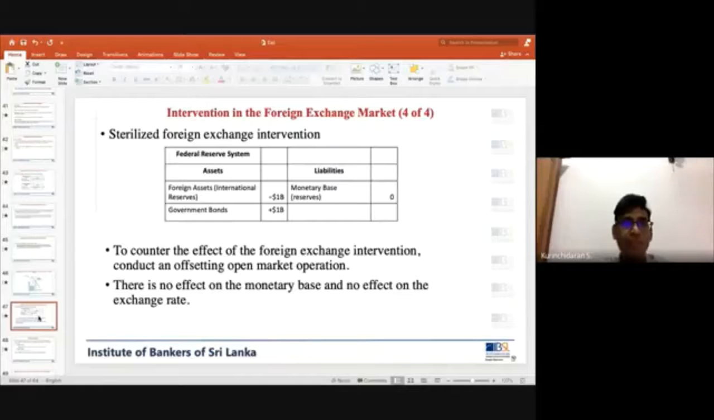So as I said, to counter the effect of the foreign exchange intervention, conduct an offsetting open market operation. What is that open market operation? Buying and selling government bonds, or specific bonds. Here, I assume it's a government bond. So there's no effect on the monetary base and no effect on the exchange rate, so you can keep the exchange rate without volatility. Is that okay?